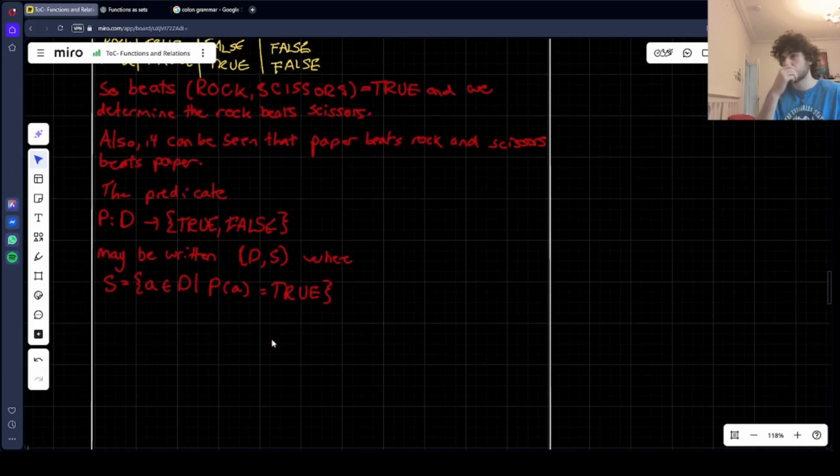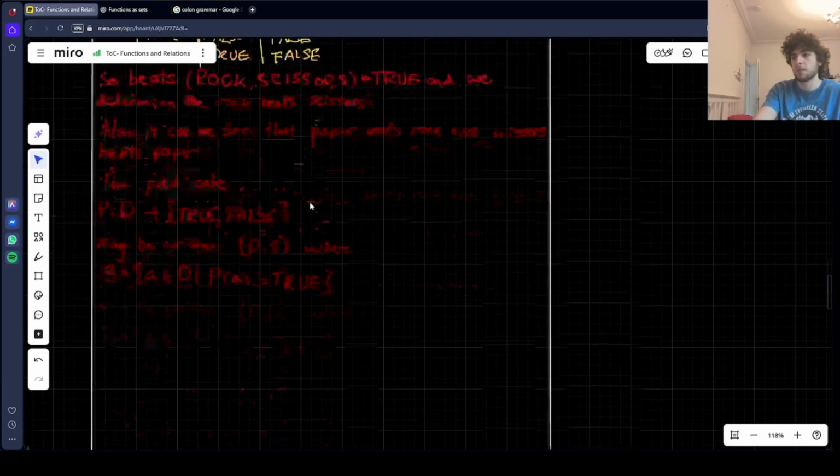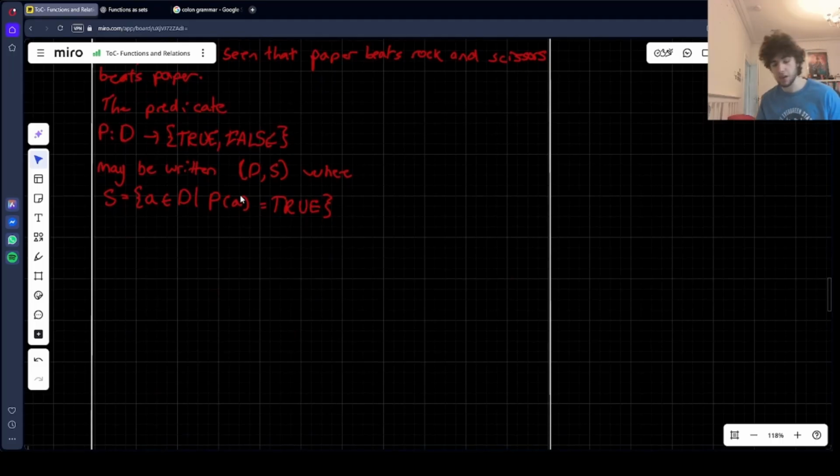So for example, for the above game, the rock paper scissors game, you could write the predicate, instead of actually stating the predicate like this and then explaining how it works via a table. It's fine to write the predicate in this form, where you put the domain as the first element of this ordered pair. Obviously, your domain is going to be a set of ordered pairs.